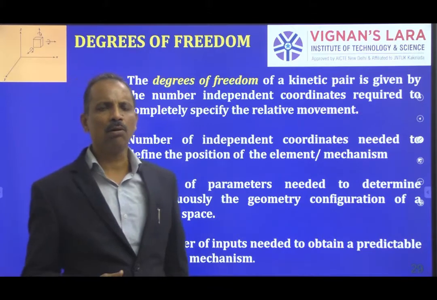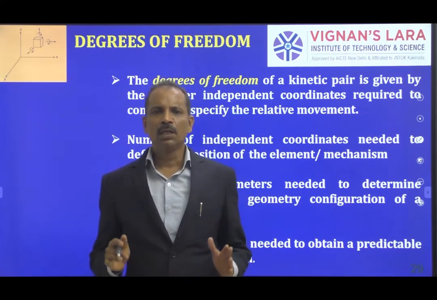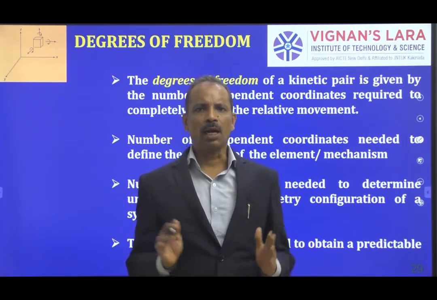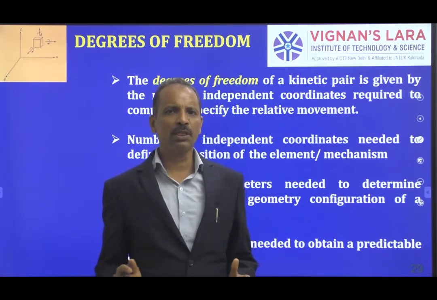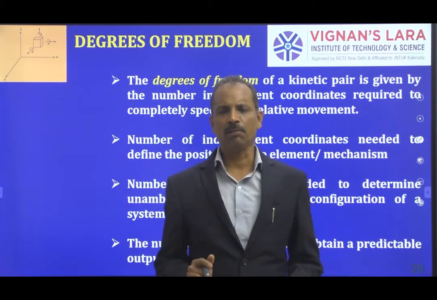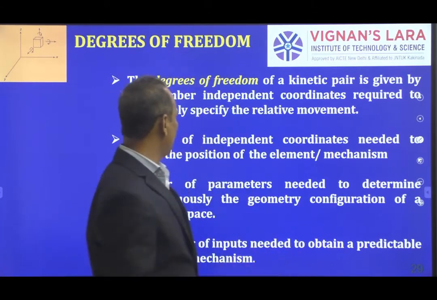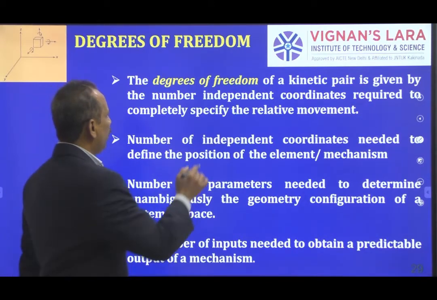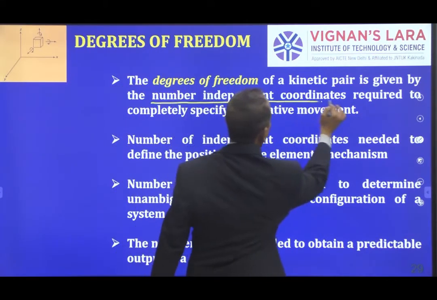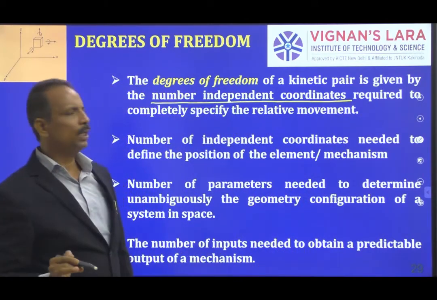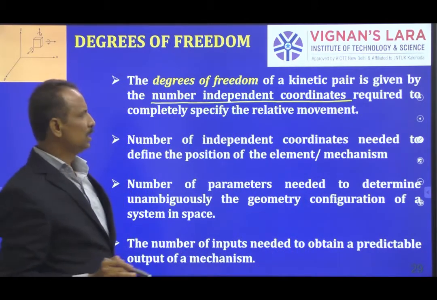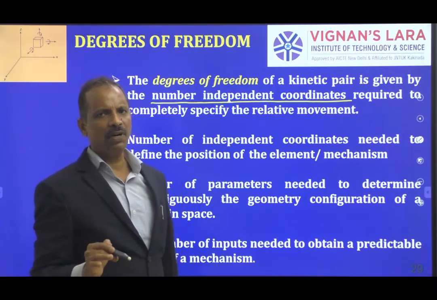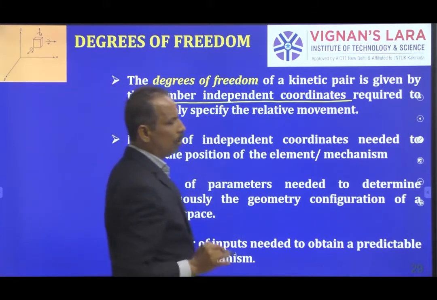So I have shown just now a basic concept of a rigid body in free space, how it can move and how it can be prevented. Based upon the prevention, how we can write its degrees of freedom. Then you can see various statements I have given here. Degrees of freedom for a kinematic pair is given by number of independent coordinates required to completely specify the relative moment. This is one definition.